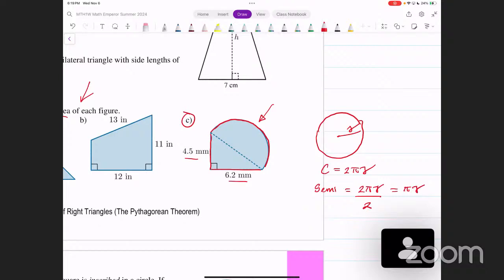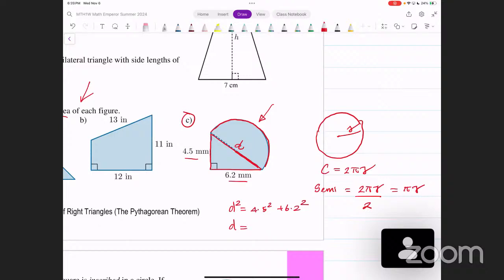But we don't know the radius of the circle. We don't know the distance. But we know the whole distance is known as the diameter, right? The distance across the circle from one edge to another edge going through the center. So we can use the Pythagorean theorem to find the distance. We know d squared is equal to 4.5 squared plus 6.2 squared, isn't it? So from there, we can find the d.